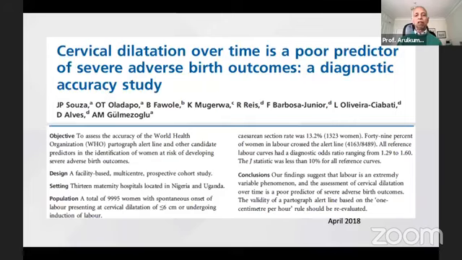So the validity of a partograph alert line based on 1 centimeter per hour should be reevaluated. So that was the conclusion of the BOLD study.